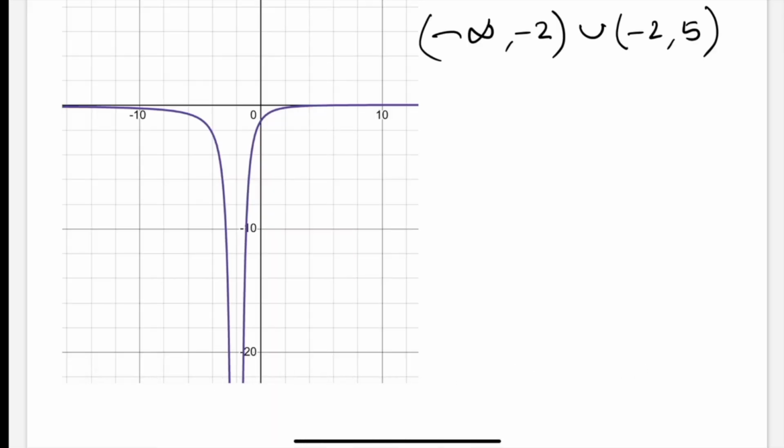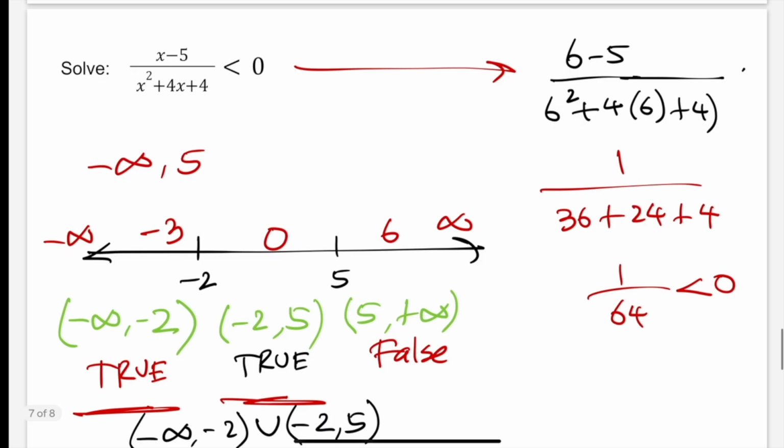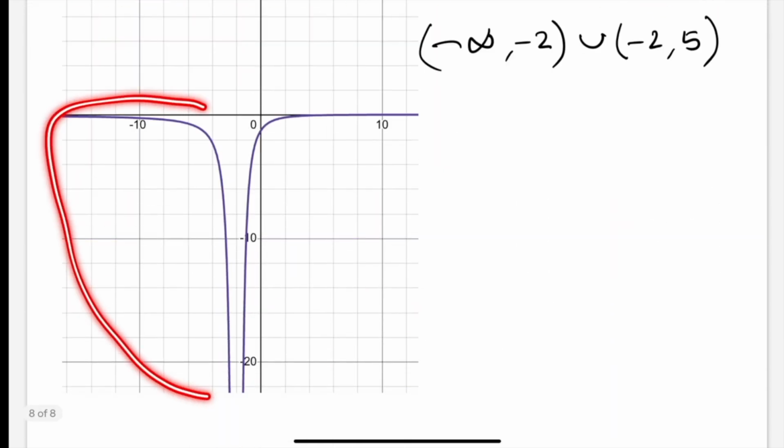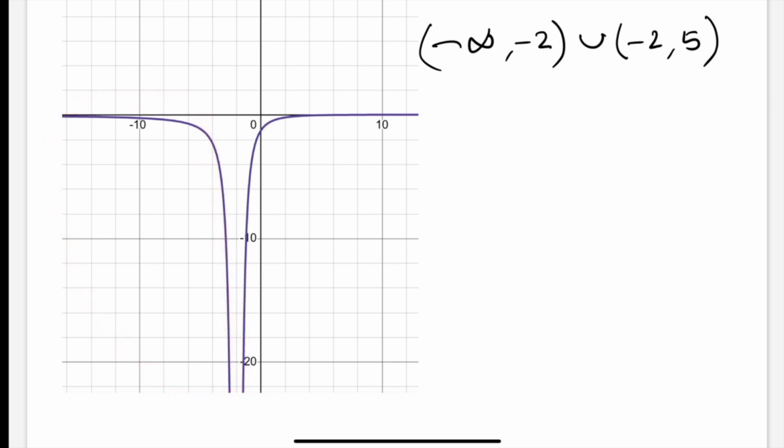Remember, the values that I want are less than 0. My function, I want the values that are less than 0, which means they are below the x-axis. Below the x-axis is all this part. And in the middle, I have the asymptote, which is there's no graph there, so I have to jump over the negative 2, right? I go from negative infinity to negative 2. I jump over my asymptote, and then I go from negative 2 to positive 5, because at 5, my graph is going to go above my x-axis.